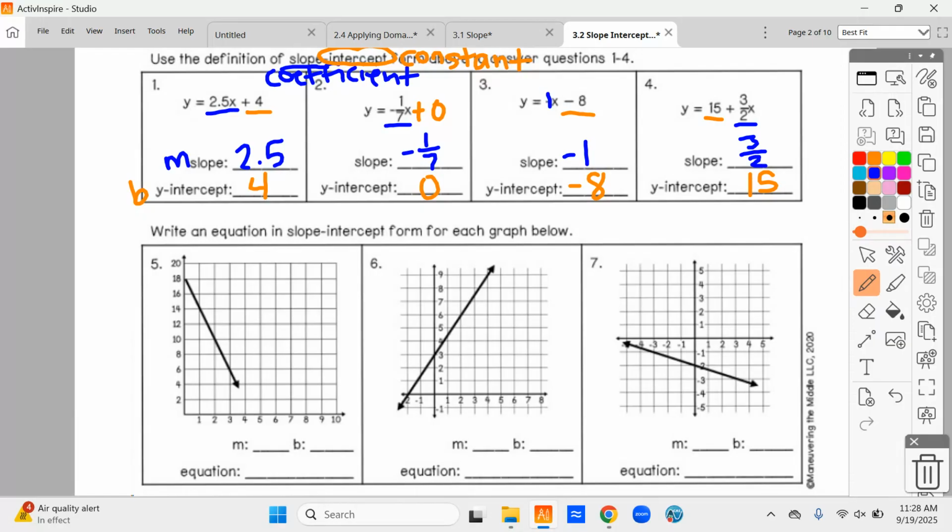Now it says write an equation in slope-intercept form for each graph below. Before we start, I want to go ahead and find all my perfect points on this graph, because it makes our job a little bit easier down the road. So I'm going to place a point. Oh, that's a very large point. I'm going to place a point here and a point there. I'm going to place a point here and a point there. I'm going to place a point here and a point, let's see, there.